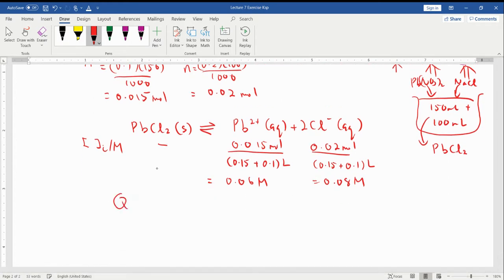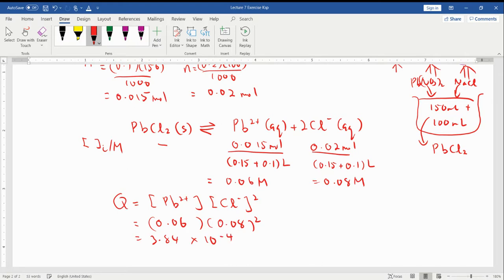Now we calculate Q. For Q, write down the expression: Pb2+ times Cl- squared. Substitute the values that we've got, 0.06 times 0.08 squared, and then we will get 3.84 times 10 to the power of negative 4.